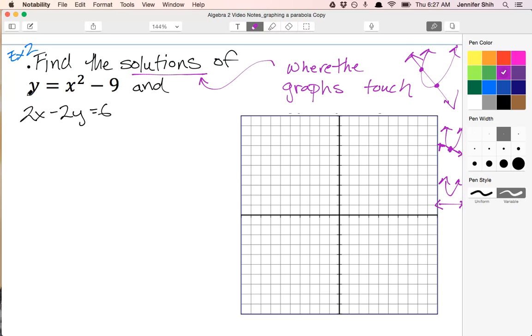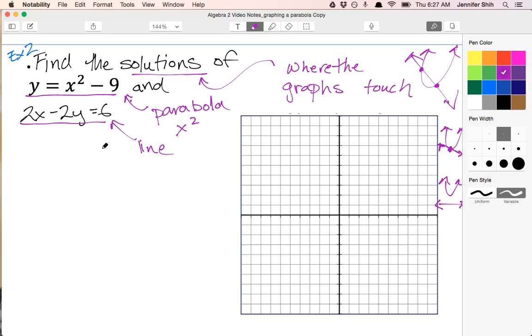Y equals x squared minus 9. This is going to be a parabola because of the x squared. It's in the form ax squared plus bx plus c. It's going to be a quadratic. And then this other equation in the system is a line.